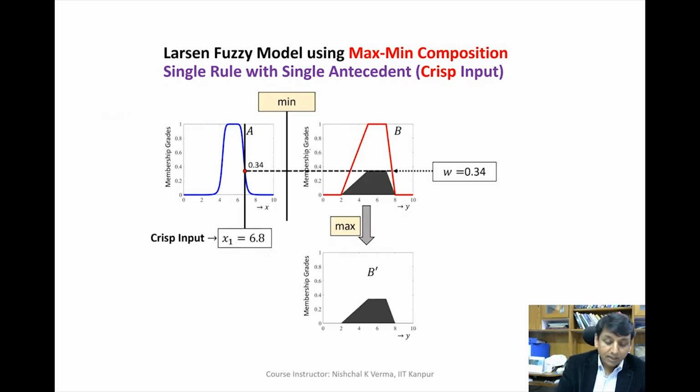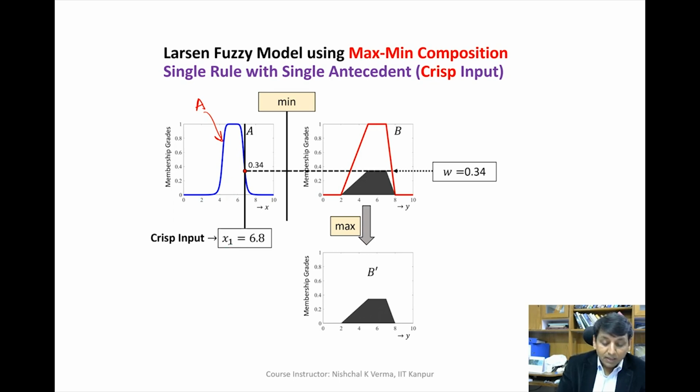We have here the fuzzy region, which is represented by a fuzzy set A, and similarly here we have the input, that is x1. We have just taken x1 is equal to 6.8. We can take any input here in the fuzzy region.